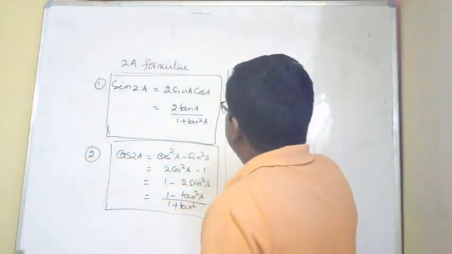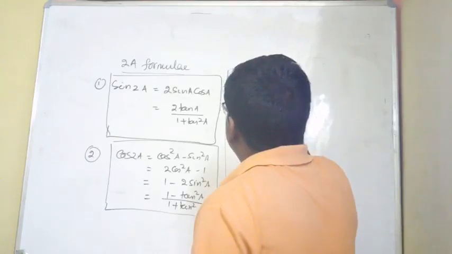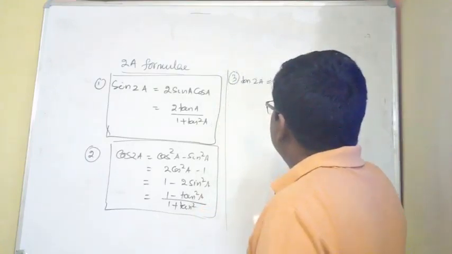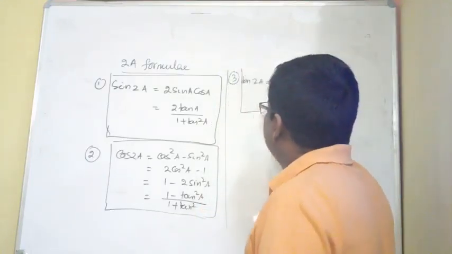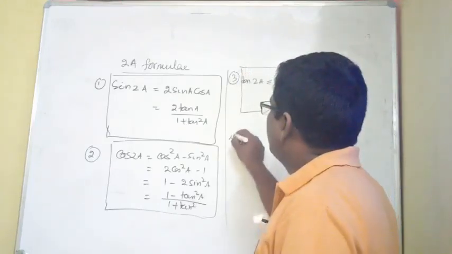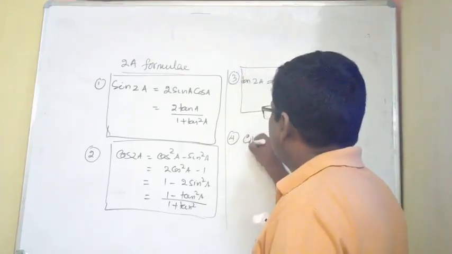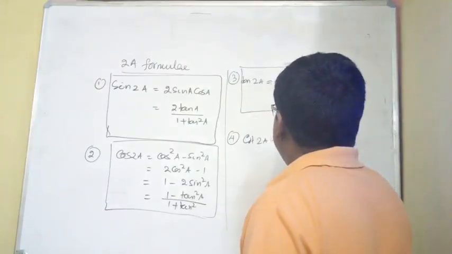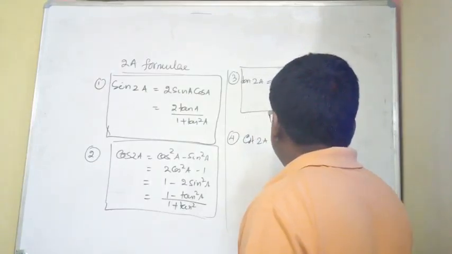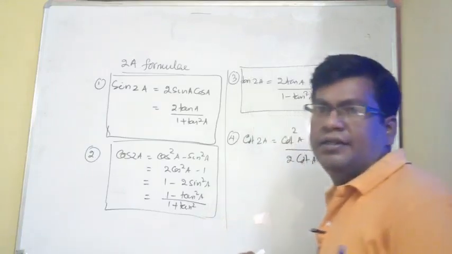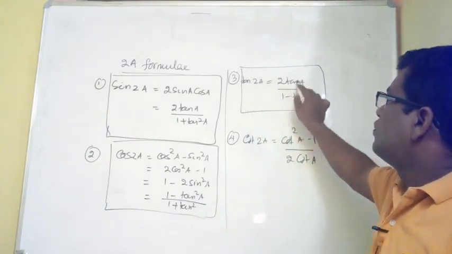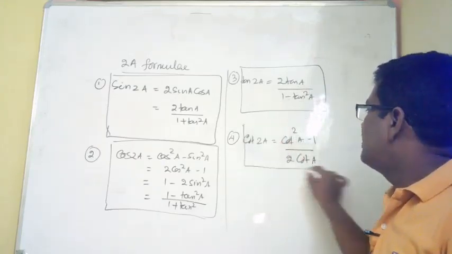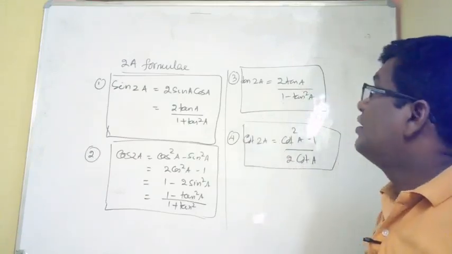Then tan 2A, 3. Tan 2A is equal to 2 tan A by 1 minus tan square A. This is 3. And 4 is cot 2A is equal to cot square A minus 1 divided by 2 cot A. Cot 2A equal to cot square A minus 1 by 2 cot A. These are the 4 formula of 2A.